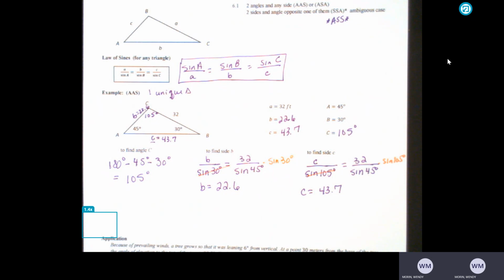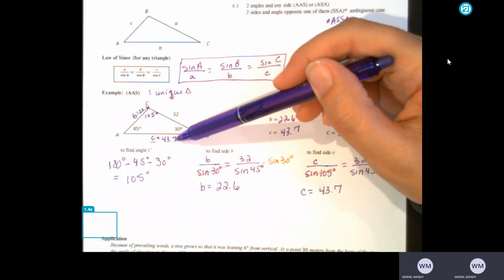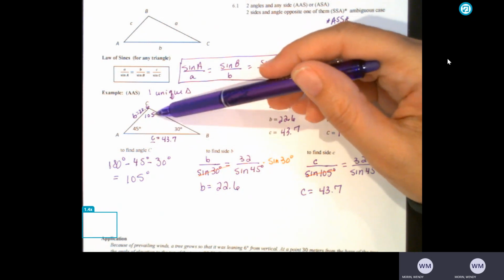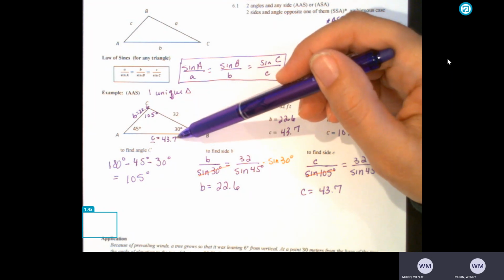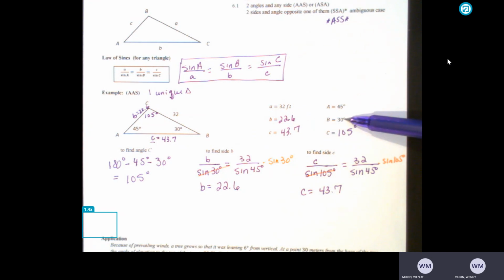Now one of the reasons why I'm doing that is because I want to make sure my answers make sense. From geometry, again, you should know the larger the angle, the larger the side across from that angle. So 105 is our largest angle. Side C better be our largest side, and it is. 30 is our smallest angle, so this better be our smallest side. Middle angle, middle side. So if that doesn't happen, something went wrong. So you can double check. Okay?